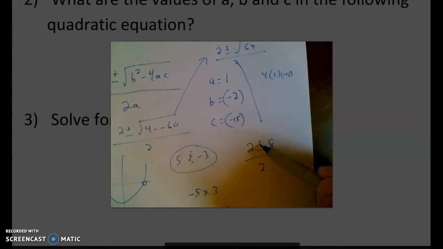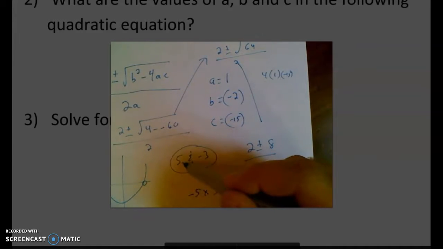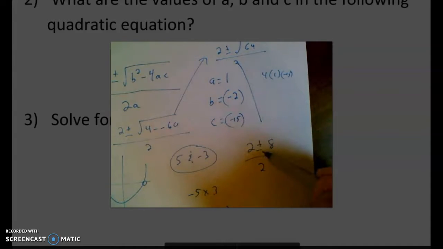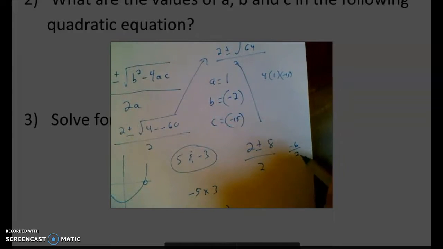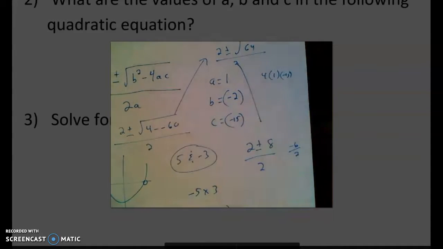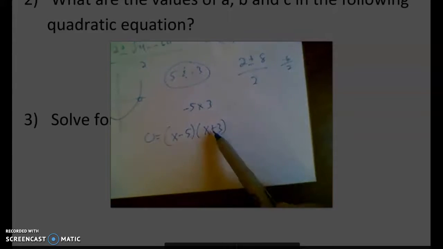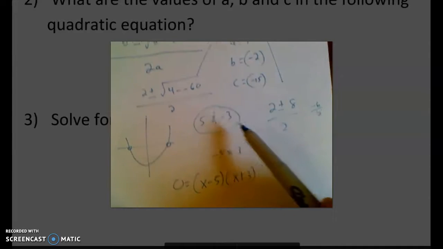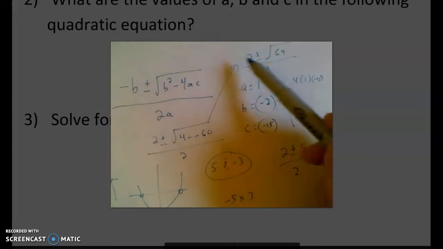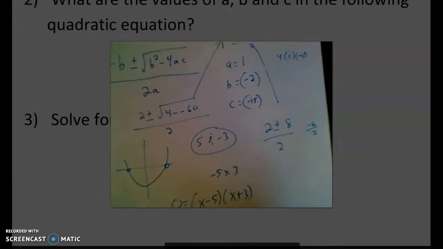I go through and I say plus. 2 plus 8 is 10. 10 divided by 2 is 5. There's a solution. And then you do the minus part. 2 minus 8 is negative 6. Divided by 2 is negative 3. So I was able to factor it to quickly get my x-intercepts, or my solutions, but I also could use the formula, the quadratic formula, to do the same exact thing.